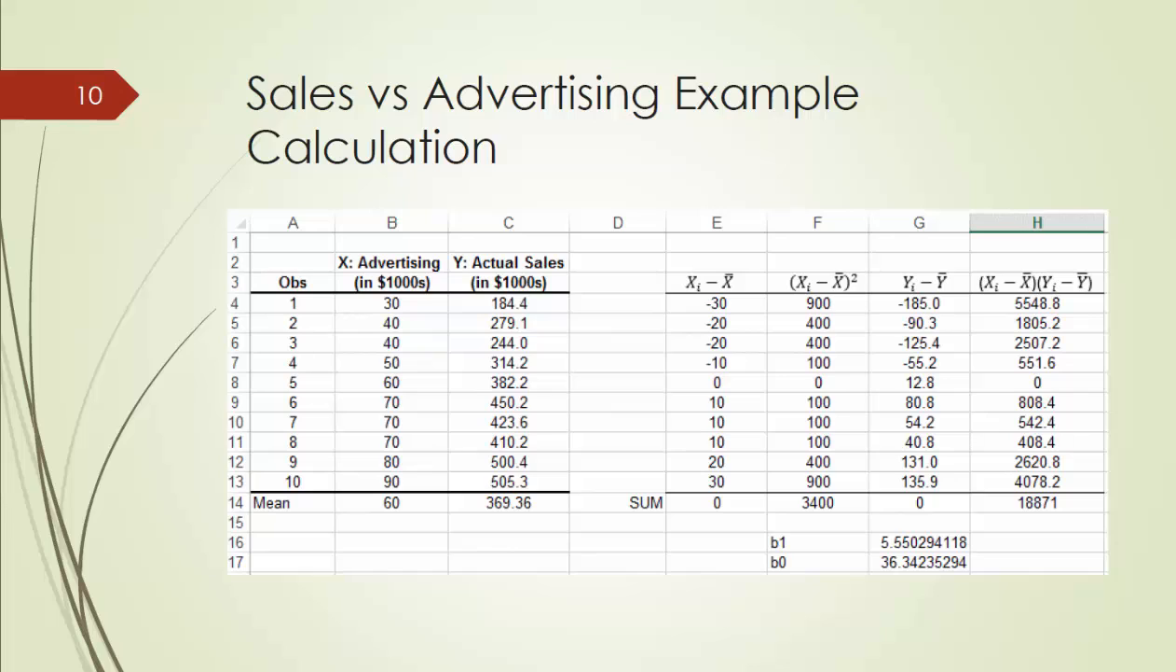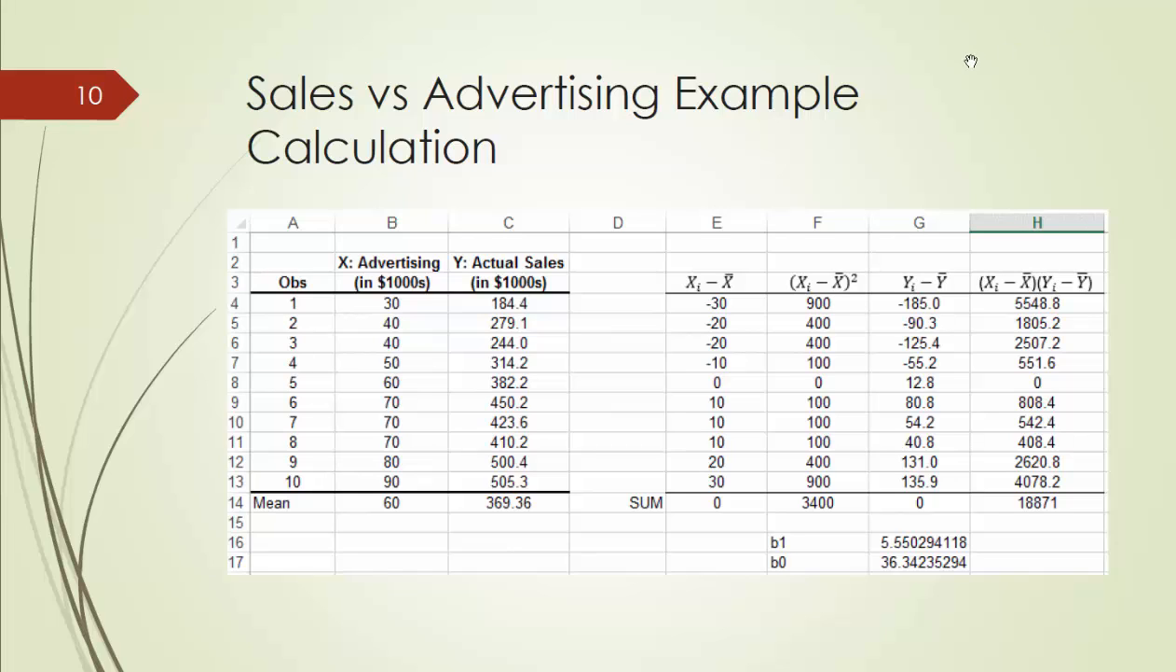In our example, b1 is equal to 5.55 and b0 is equal to 36.34. That is to say, for every additional $1,000 investment in advertising, we expect that the sales will increase by approximately $5,550 on average. It is worth noting the limit of our simple linear regression model.